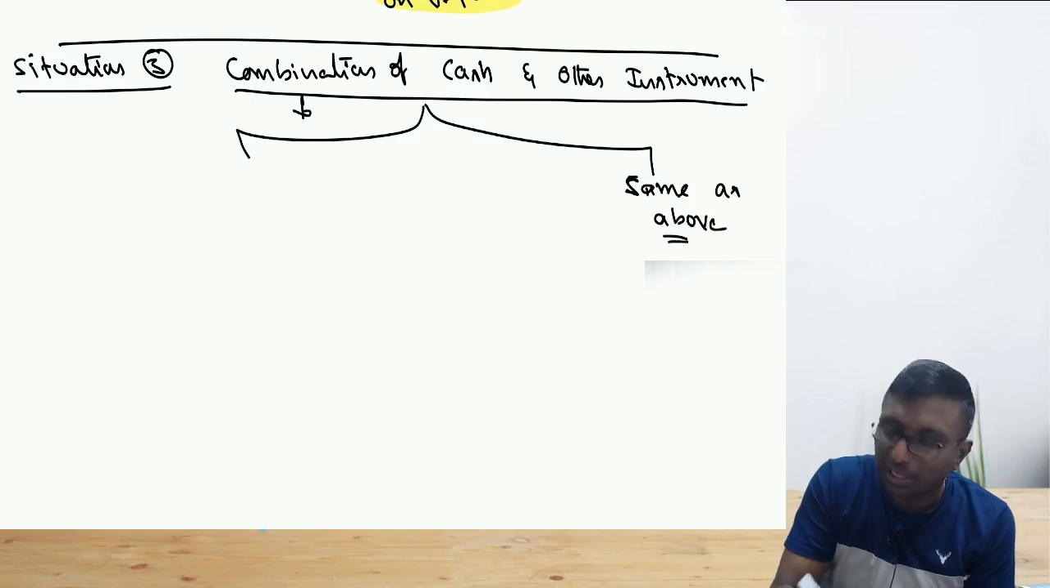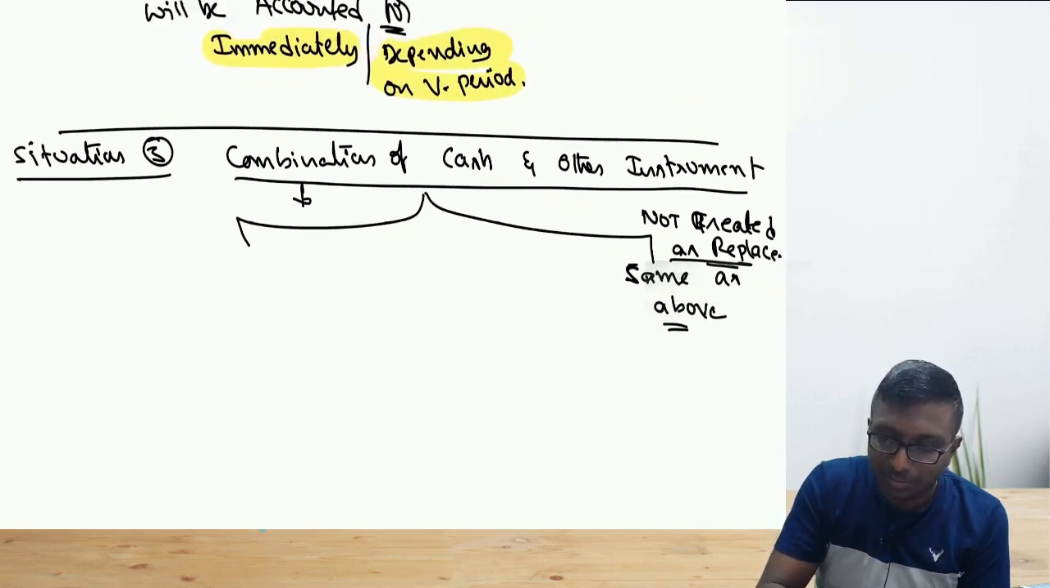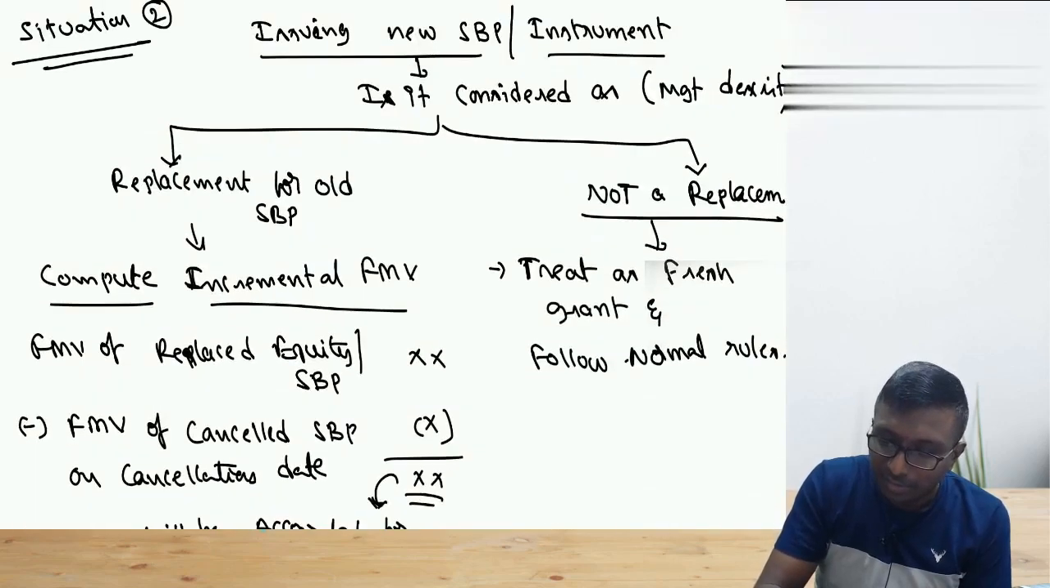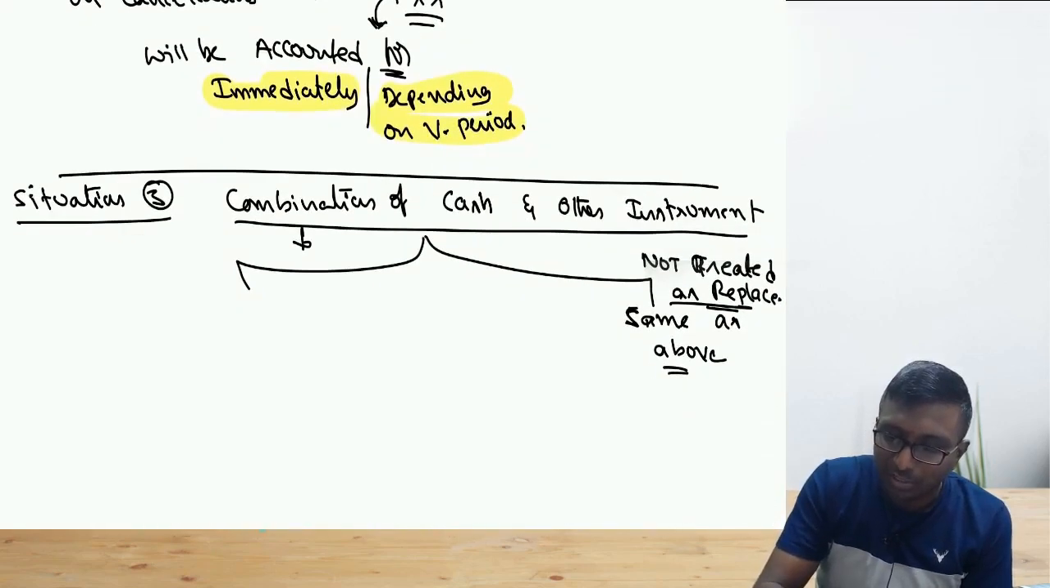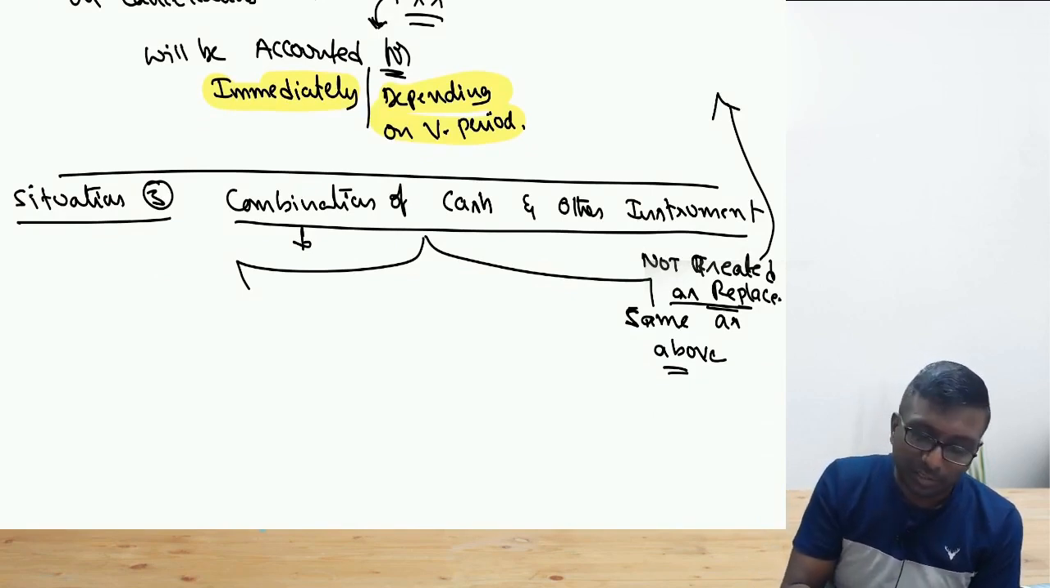I mean replacement, non-replacement: not treated as replacement means consider it as a fresh grant. Something I wrote on the top. I am trying to tell you both are the same. Okay. Right. Next. What do you do? Considered as replacement.